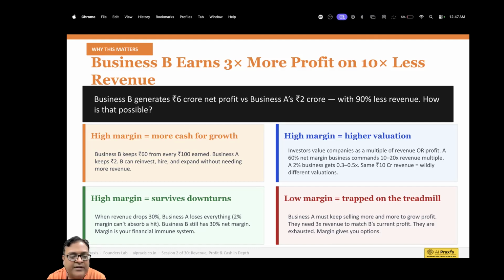So when revenue drops 30%, business A loses everything. 2% margin can't absorb a hit. Business B still has 30% net margin. Margin is your financial immune system.